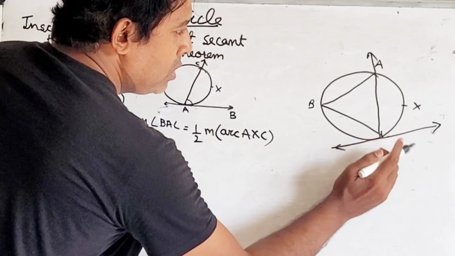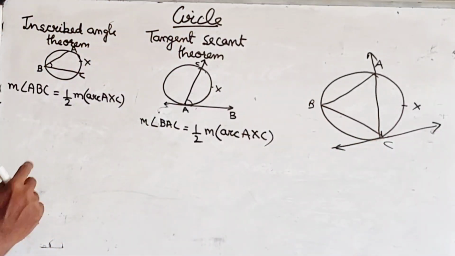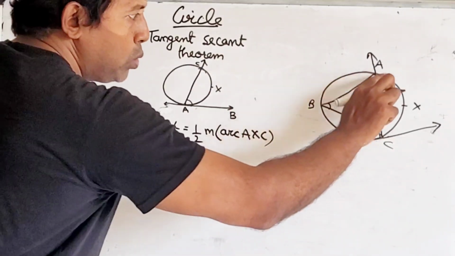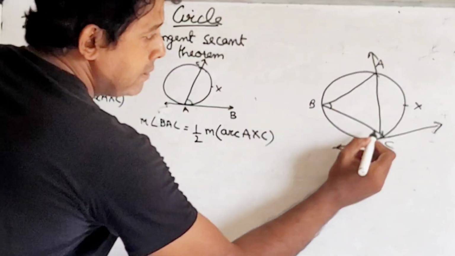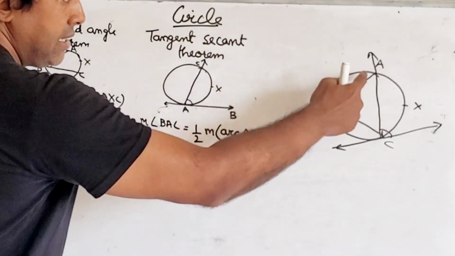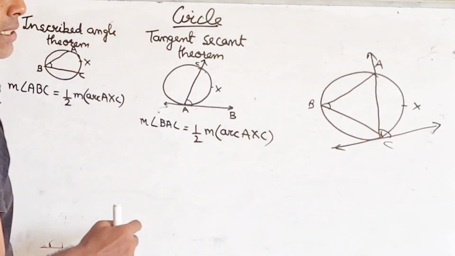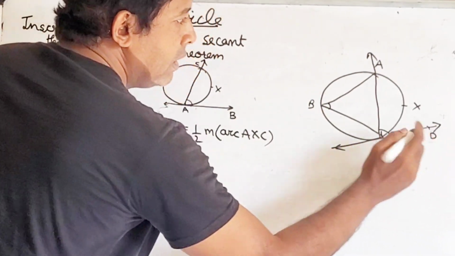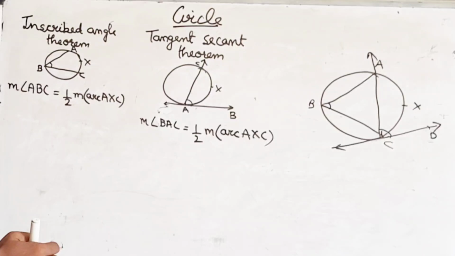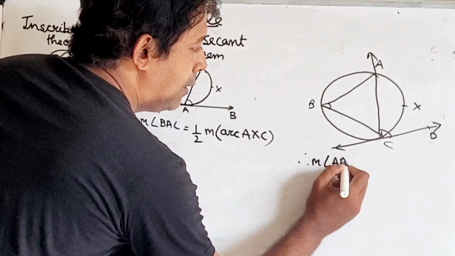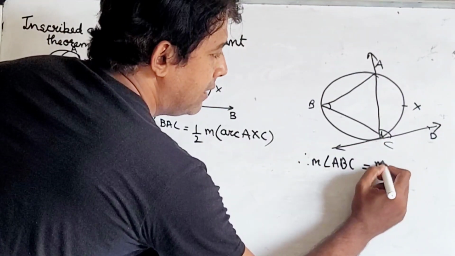Now look into this diagram carefully. This inscribed angle is half of the intercepted arc, and this angle is also half of the intercepted arc. So we can say measure angle ABC is half of measure arc AXC, by the inscribed angle theorem, and measure angle ACD, suppose D, is half of measure arc AXC. As both the angles are intercepting the same arc, therefore measure angle ABC will be equal to measure angle ACD.